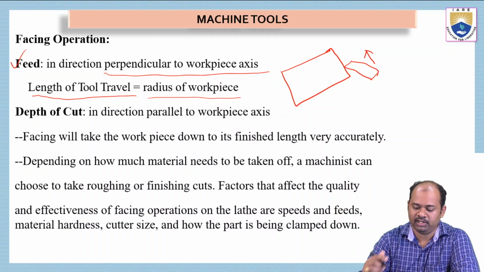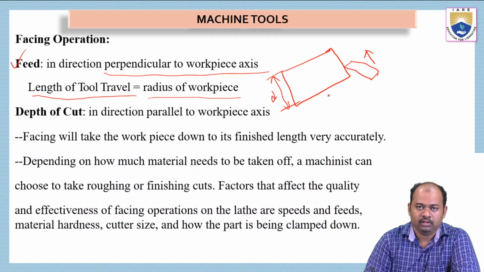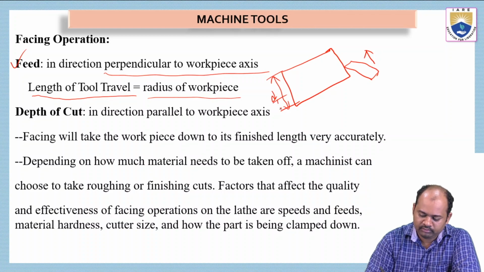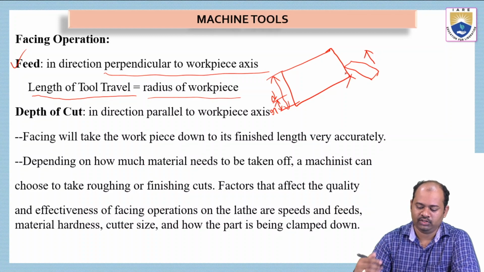It is not the diameter. So the diameter is from here to here. Okay, this is diameter. So radius is half of it. So what I should do is, I have to start at this point. The tool has to touch initially at this point and it has to move in forward direction so that it will go up to the center point.